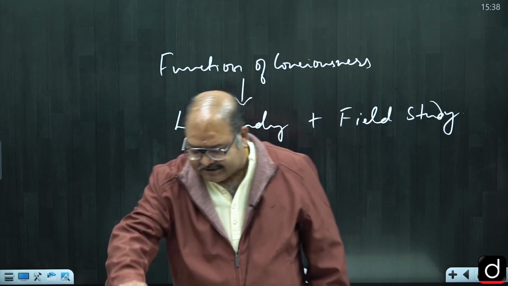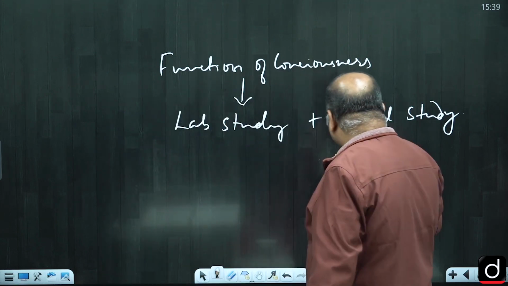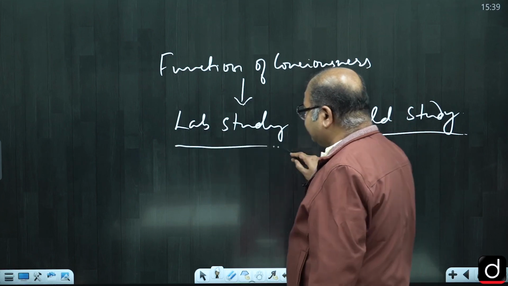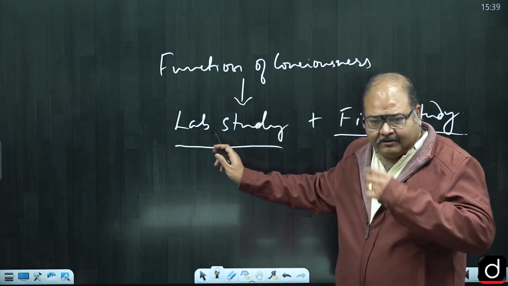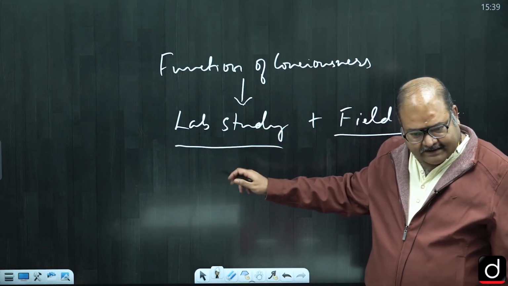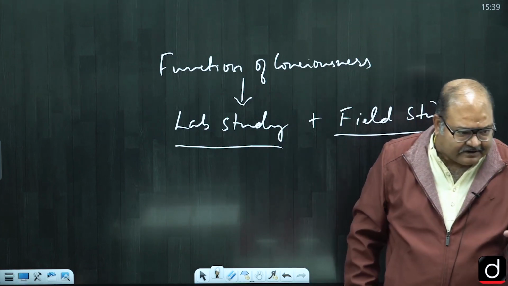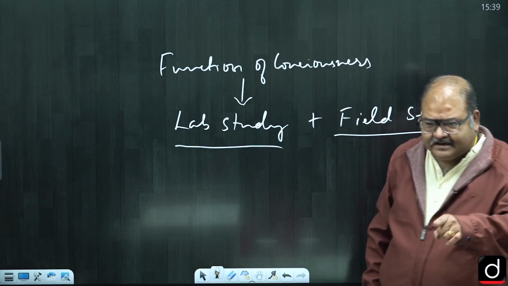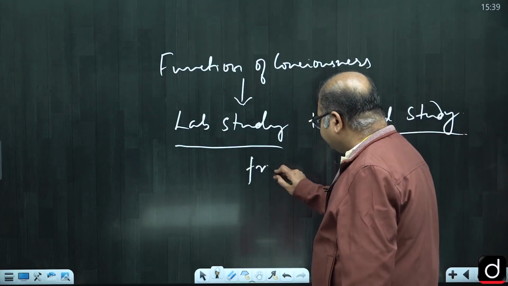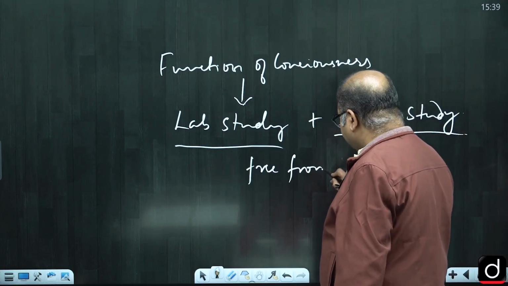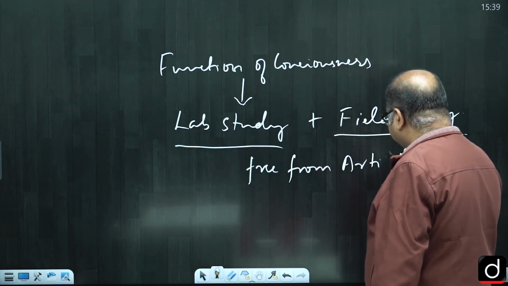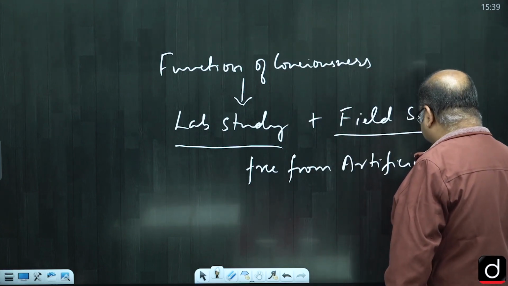So functionalists added field study along with lab study. In lab study, the person who is being observed knows that he is being observed. In field study, people behave in their natural form. There is no artificiality. So functionalism was free from the artificiality effect.